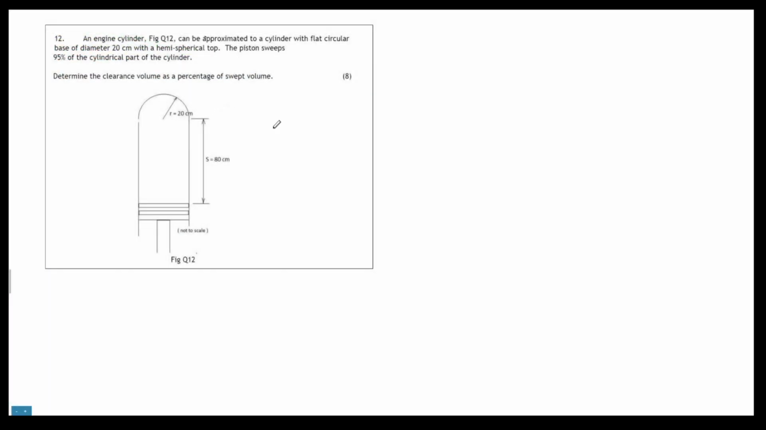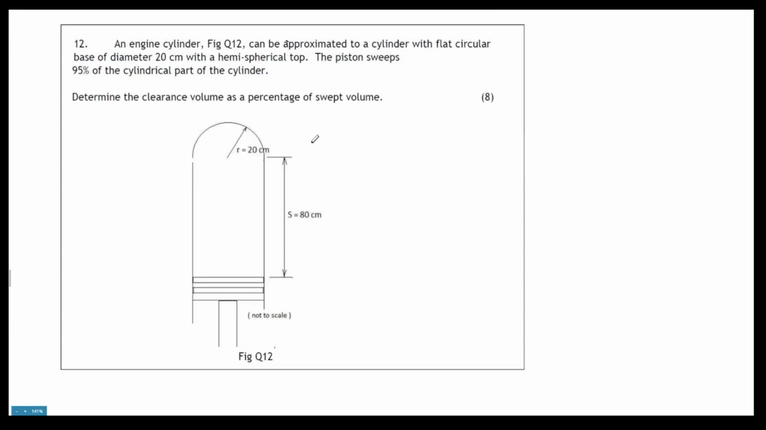Okay, question number 12. Hope you can see this. I'll zoom in a bit so you guys can see it. It's quite a long question, this. We've got a cylinder with a flat circular base, 20 centimeters, hemispherical top. Piston sweeps 95% of it. Determine the clearance volume as a percentage of swept volume.